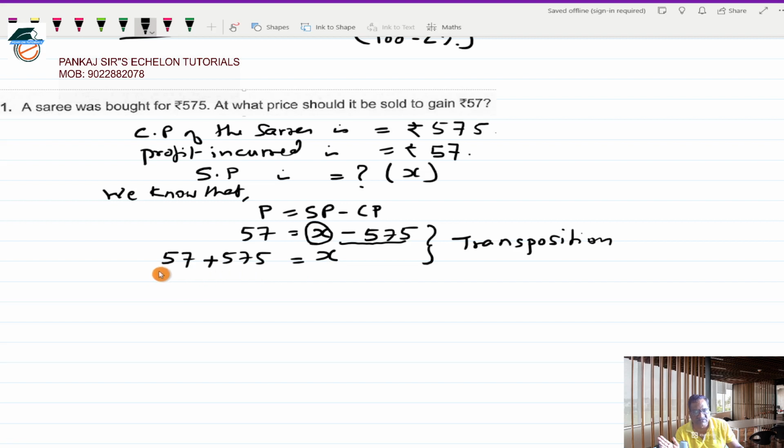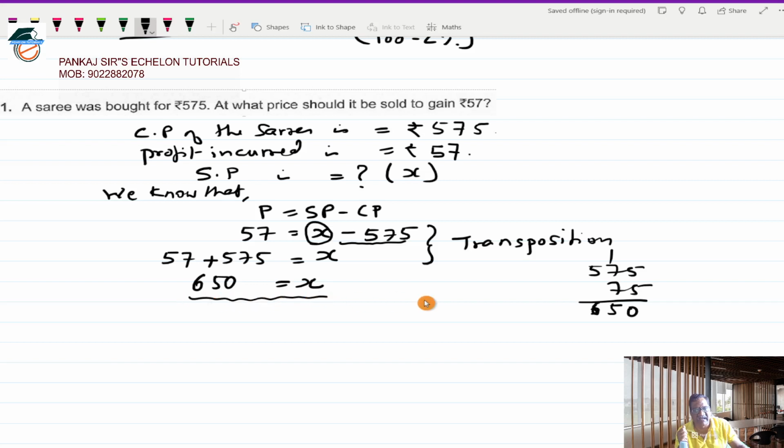Now just add up these two values, 575 plus 75. So I'll do that over here. 575 plus 75 will work out to, 5 plus 5 is 10, 7 plus 7 is 14, plus 1 is 15, and 6. Will work out to 650. Am I right? 5 plus 5 is 10, 0, 1 carry. 7 plus 7 is 14 plus 1 is 15, 5, 1 carry, 650. So I'm getting x equal to 650.